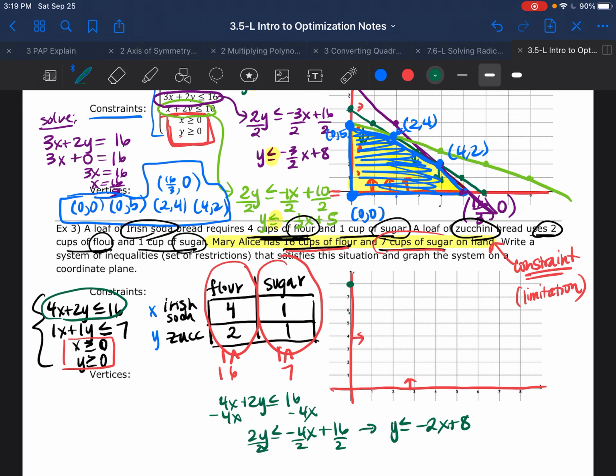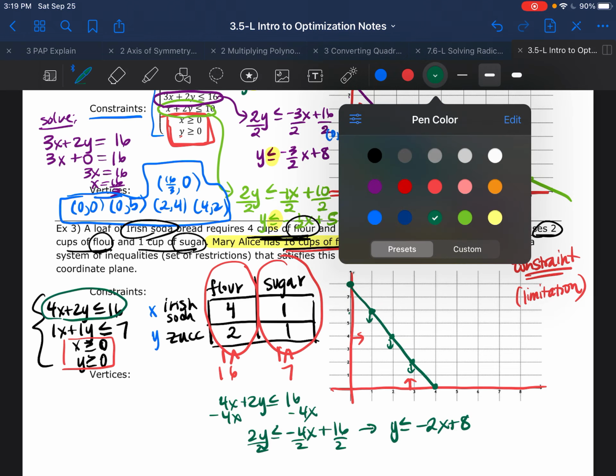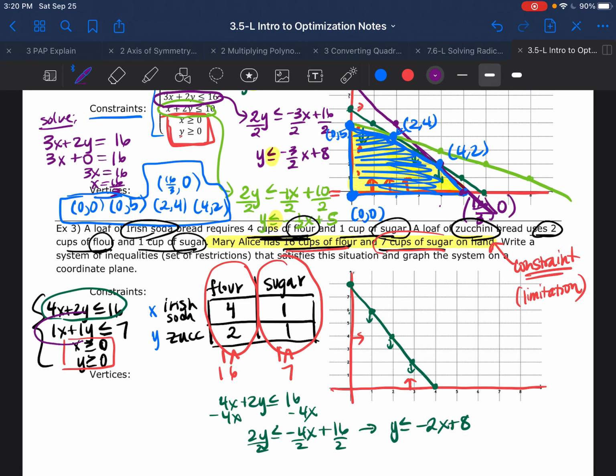So 8 is our y-intercept, and we go down 2 over 1, down 2 over 1, down 2 over 1. And so because it's a less than, we're going to be shading below this line. For the other inequality, we have 1x plus 1y, and so if we move the x term over, we'd have negative x plus 7. So 7, and then down 1 over 1, down 1 over 1.